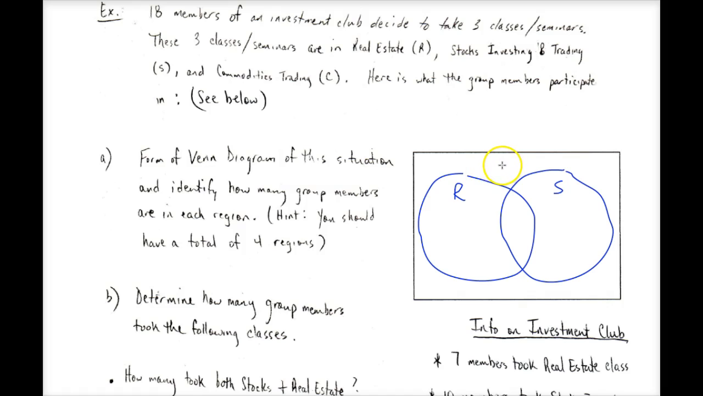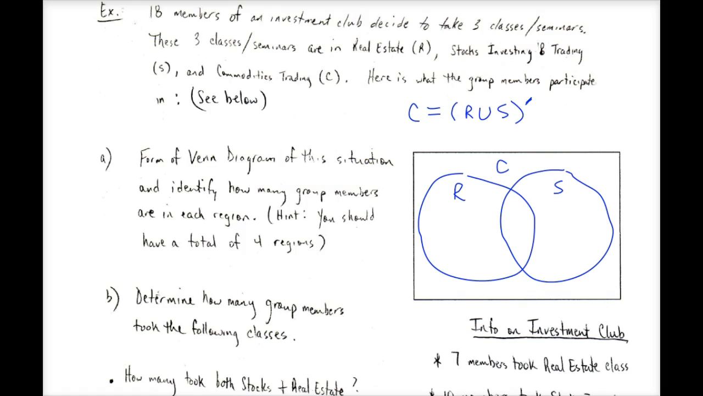We will interpret the set C, which is here, as being the set that is outside of the real estate and the stock investing and trading courses. We want to look at it like that because we don't want to consider C as being what's called the universal set. It's basically what is outside. To put it one way, the set C is going to be the complement of the union of real estate and stock investing. So we know that we have this setup.